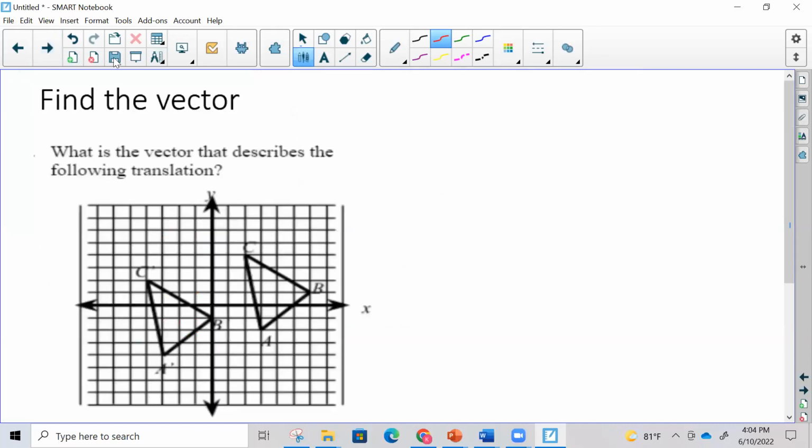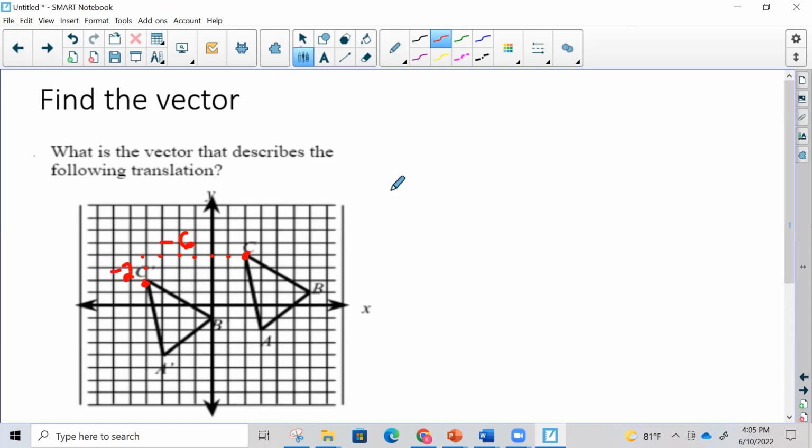So the last problem is some of them are going to ask you to find the vector. And the main thing is you just need to make sure that you start with the pre-image, which is the one without the apostrophes, and then you count to the image. So I'm going to start at C. How do I get from C to C prime? I want to start with going left or right. So I'd have to go left. If I count, it's 1, 2, 3, 4, 5, 6. So I have to go left 6. So I'm going to put that as -6. And I have to go down 2, which is -2.